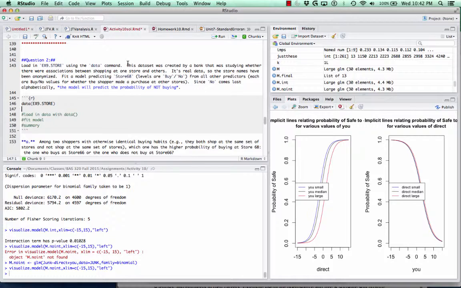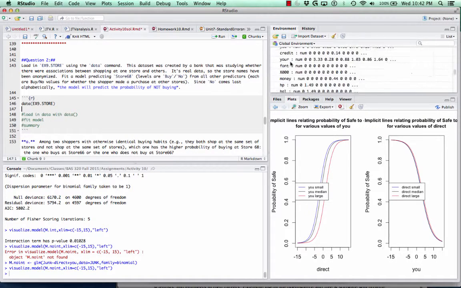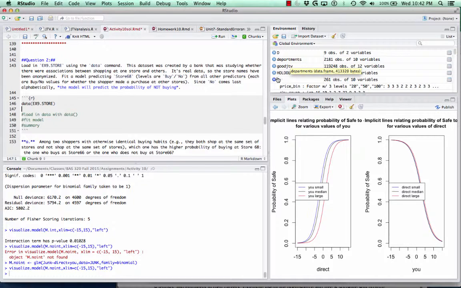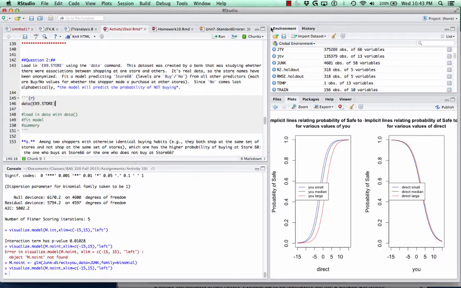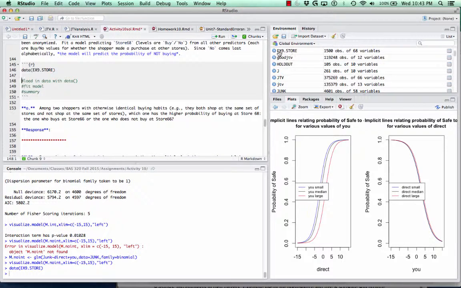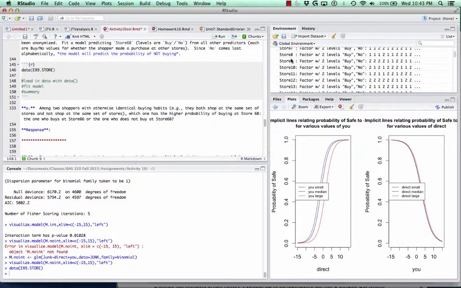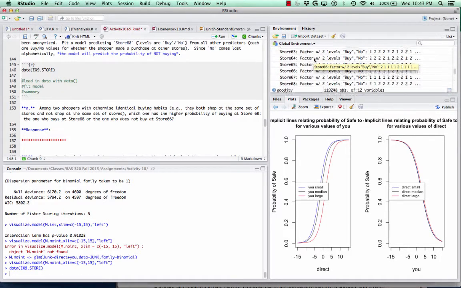And what this data set does is it keeps track of what stores customers are and are not making purchases from. In total, there's a whole bunch of stores in the data frame, and we can get a glimpse of what the data frame looks like by loading it in and looking at the column names. So we have a total of 68 different stores in the data frame, and whether or not the customer did or did not make a purchase there. So our two levels for each one of these variables are buy and no.